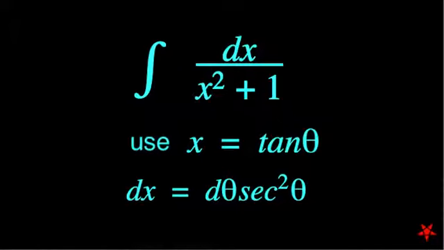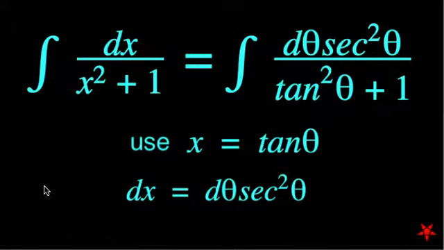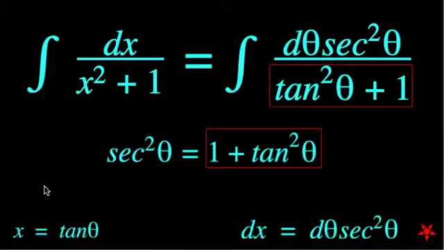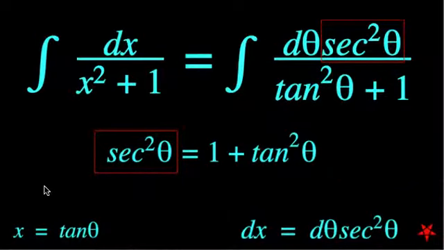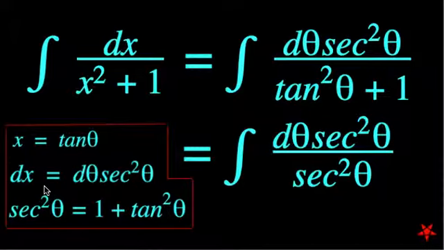And then we get an expression for dx in terms of d theta. In this case, dx being equal to d theta times secant squared of theta. And then we're going to employ a Pythagorean identity for secant squared of theta. As you can see here, we have components that line up on the top and the bottom. And this allows us to cancel those terms on the top and the bottom.